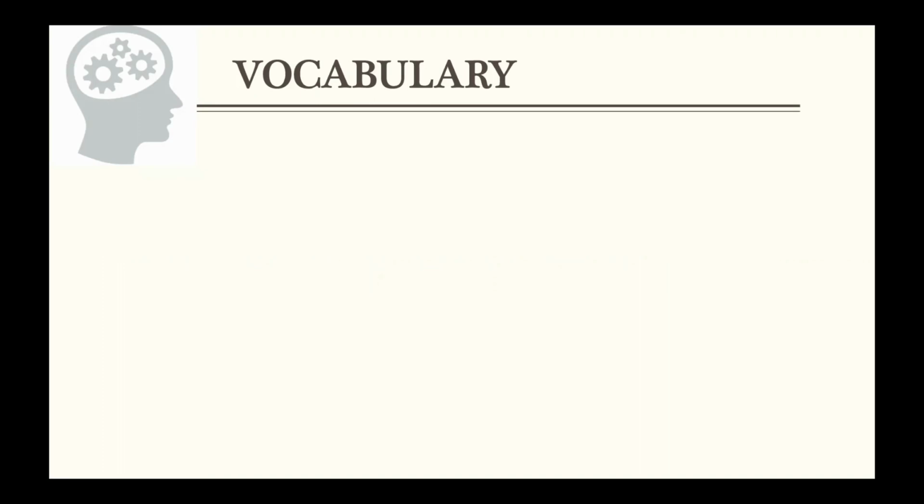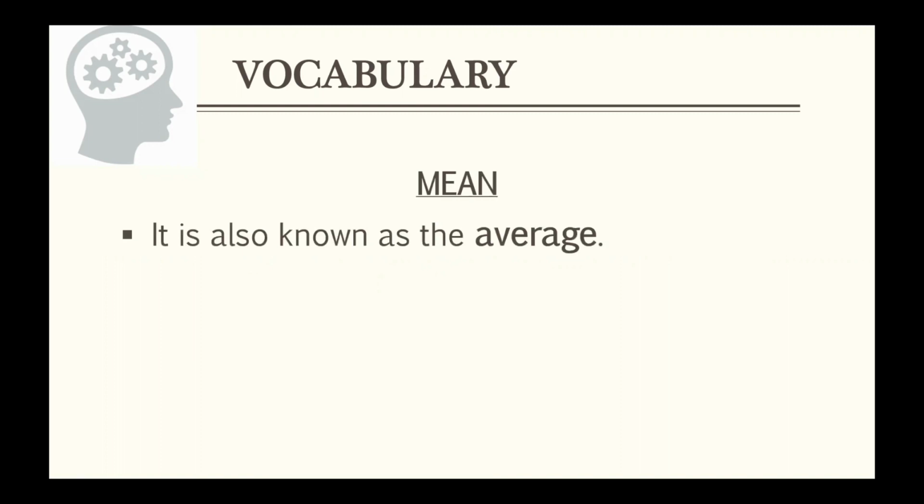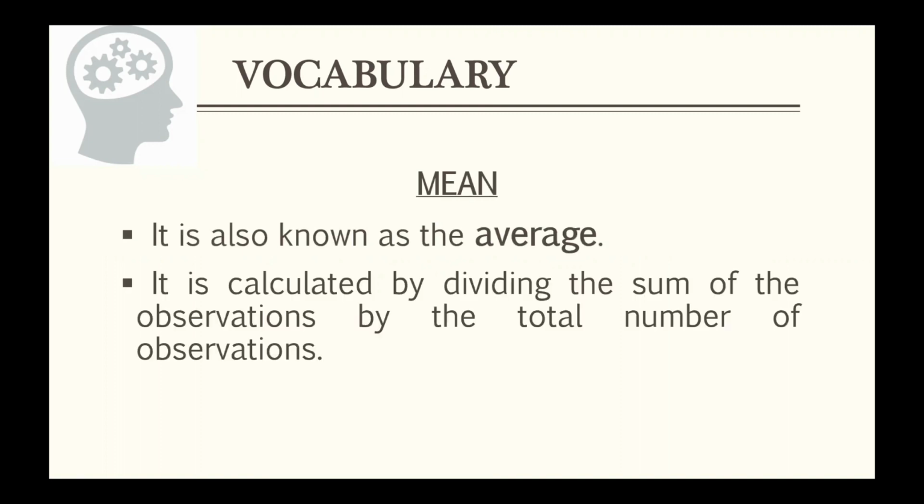How do we compute for the sample mean, sample variance, and sample standard deviation? Let us first define mean. Mean is also known as the average. It is calculated by dividing the sum of the observations by the total number of observations.